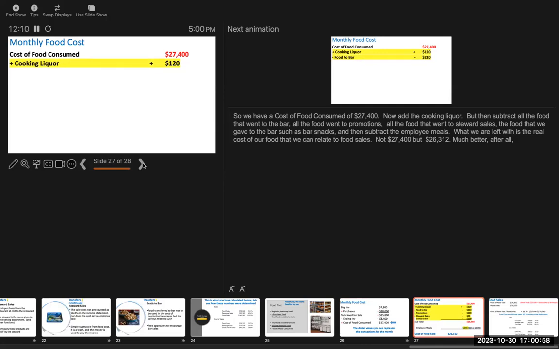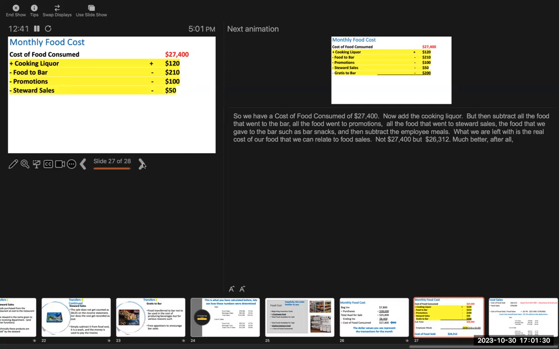But of that cost of food consumed, we now have to take additions and subtractions to that cost. So when we talk about the monthly food cost, if our cost of food consumed for the month in food was $27,400, but we transferred in $120 worth of cooking liquor, we transferred out $210 of food to the bar, we transferred out $100 for some sort of promotional activity, we have to account for all of that.